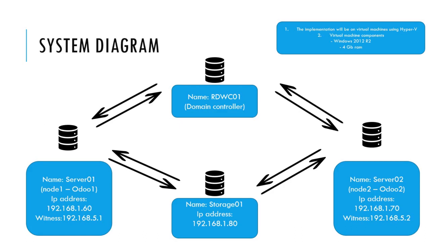This is the domain controller, and we will be using two servers to host Odoo. Their names are server 1 and server 2. And this is the storage. All virtual machines will be running on Windows Server 2012 R2 with 4 GB RAM.